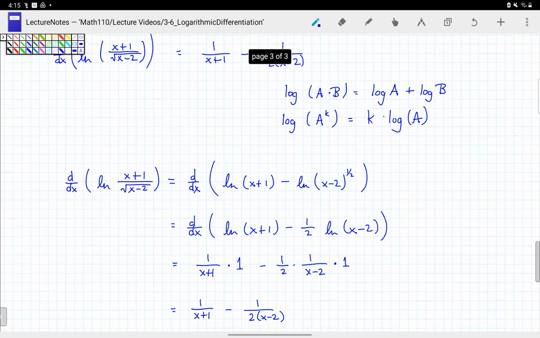1 over x plus 1 minus 1 over 2 times x minus 2. And I would say that doing it by using the logarithms to convert the quotient into a difference made it a much easier process and much less work to keep track of. Okay, wonderful. So next time we will look at logarithmic differentiation.